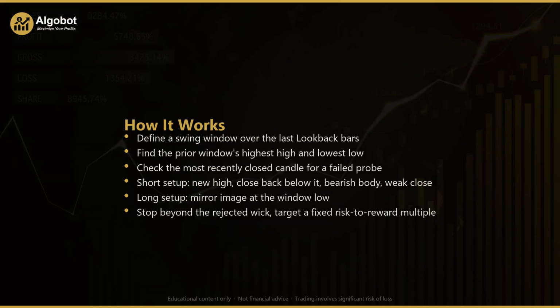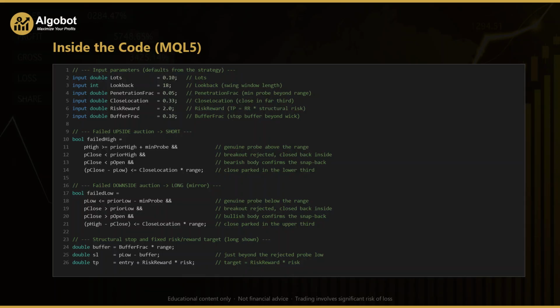The take profit is then set at a fixed risk-to-reward multiple of that risk, with a default of 2. The short setup mirrors this, placing the stop just beyond the rejected high. Because the stop sits where the idea would be proven wrong, every trade carries a clearly defined risk before it's ever opened. Let's read through the code you see on screen, just as it appears in MetaEditor.